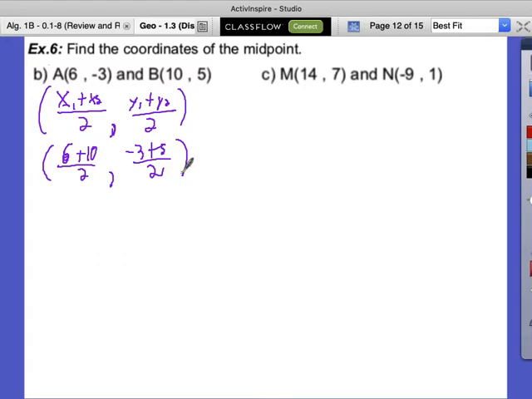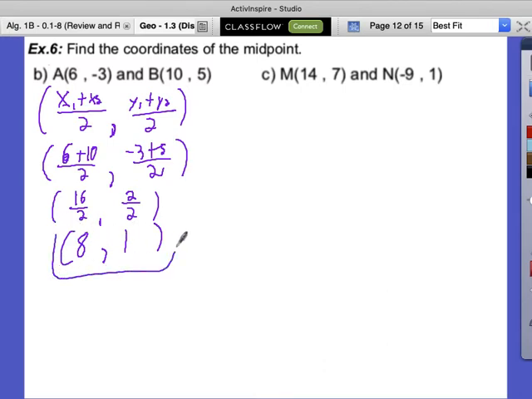Now 6 plus 10 is what? 16. So divided by 2. And negative 3 plus 5 is what? 2. Thank you, Kevin. And still dividing by 2. Now, can I do 16 divided by 2? What is that, Landon? 8. Can I do 2 divided by 2? Yeah. That is 1. So my midpoint is at 8, comma 1.